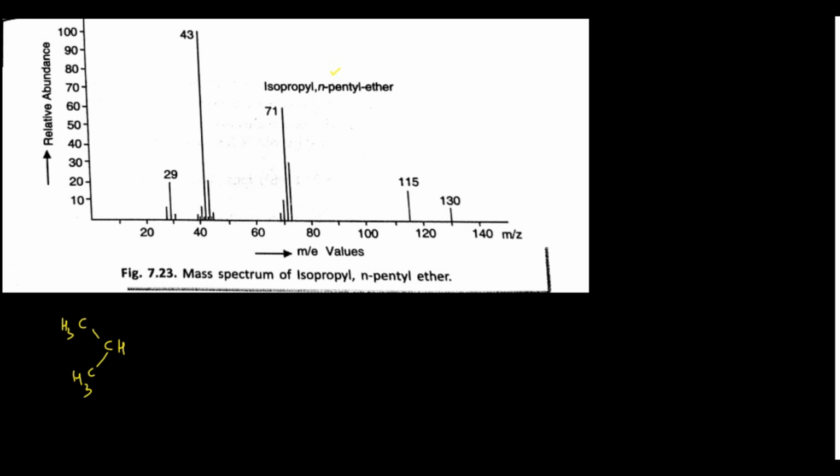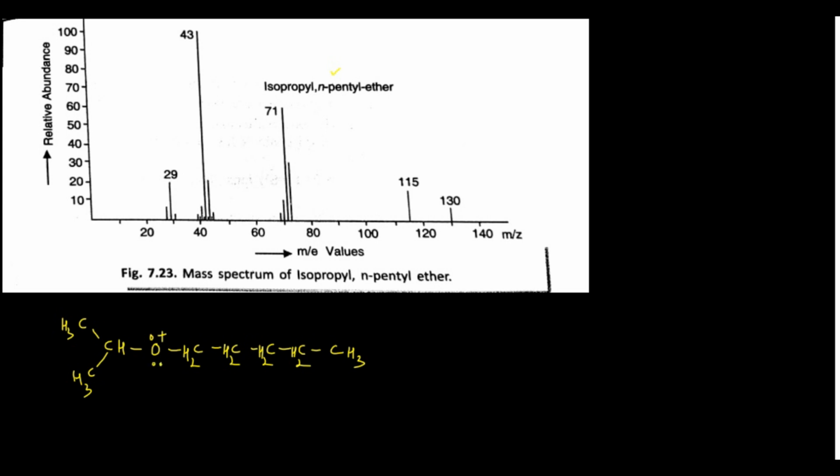This is the isopropyl group, and this is isopropyl pentyl ether, which means there is an oxygen. Pentyl means 5 carbons are there: 1, 2, 3, 4 and 5. Then you can complete the valency: CH2, CH2, CH2, CH2. So this will produce this molecular ion. I am not doing this extra step here.